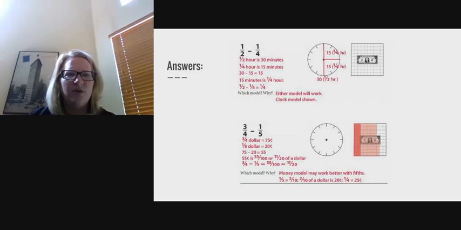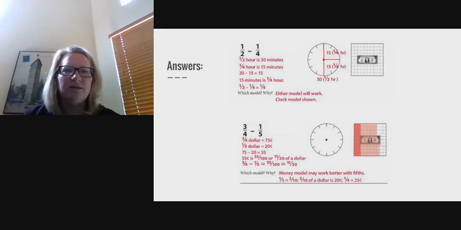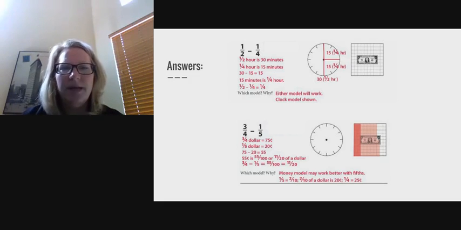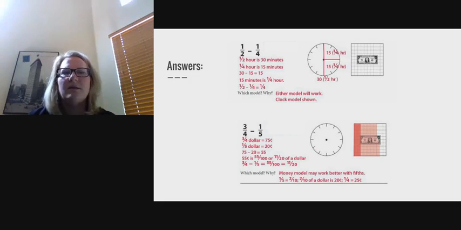All right, so 1/2 minus 1/4, I'm going to go with time. That would be 30 minutes for 1/2. 15 minutes, if I subtract 30 minutes minus 15 minutes, I would get 15 minutes, which is 1/4 of an hour. If I was going to think about money, that would be 50 cents minus 25 cents, and I would get 25 hundredths. And if I reduce that down, I would also get 1/4.